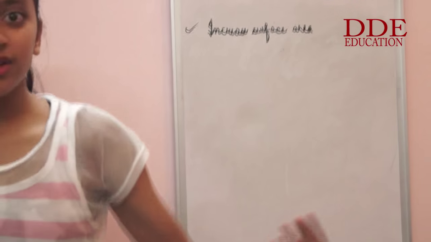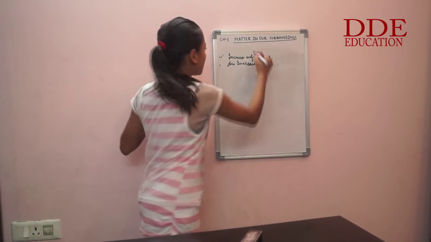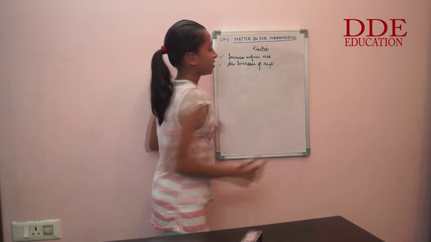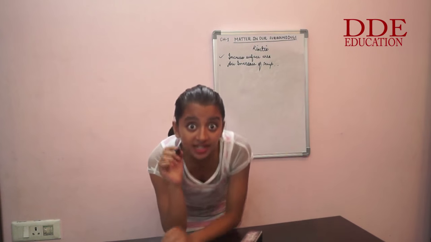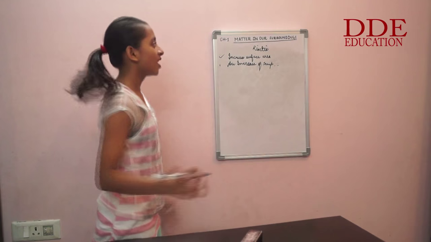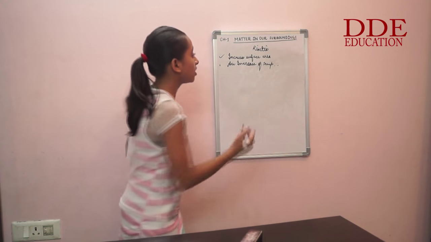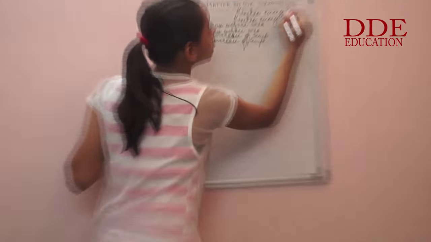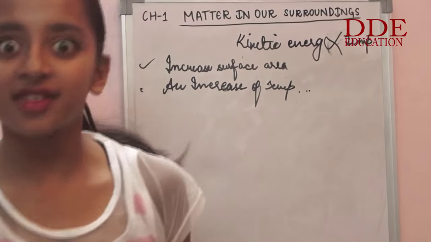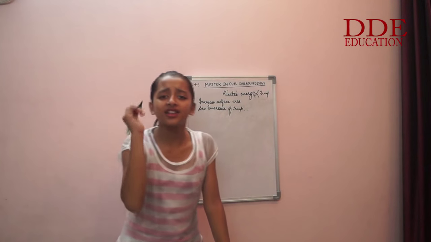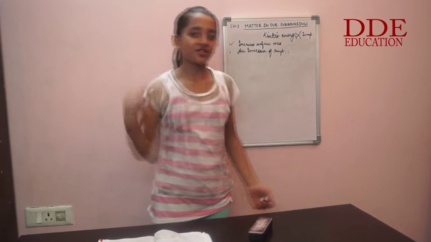Now let us discuss an increase of temperature. I'm going to introduce you to a new term, kinetic energy. What is kinetic energy? You must be wondering. If I run, if I dance, or if I swing myself, I possess kinetic energy. Kinetic energy is energy possessed by moving objects. So matter possesses kinetic energy, and that means the particles are constantly moving. Kinetic energy is directly proportional to temperature. That means if temperature is increased, kinetic energy would increase. And if kinetic energy increases, the forces of attraction would decrease. As a result, a change in state of matter would occur faster.